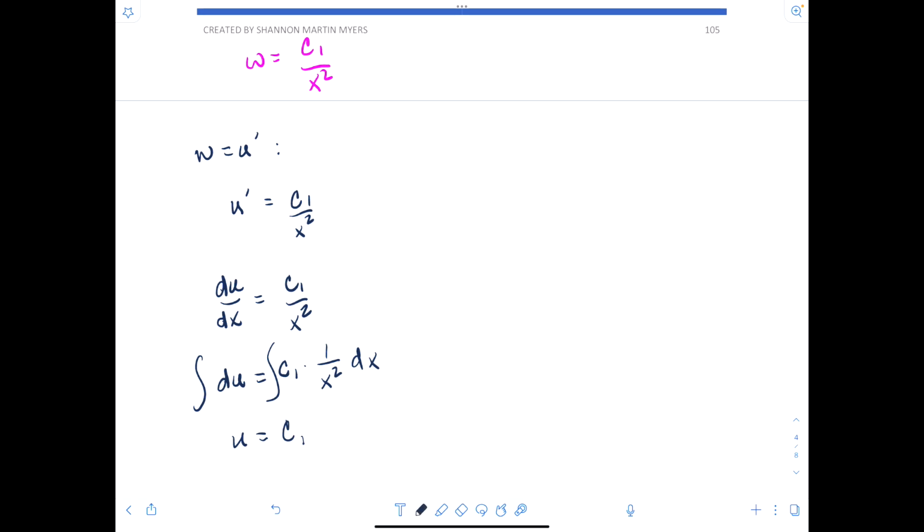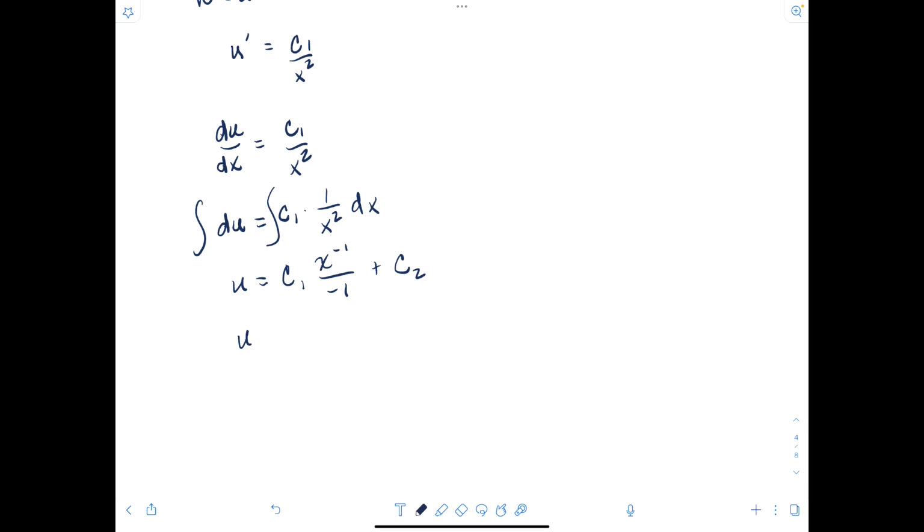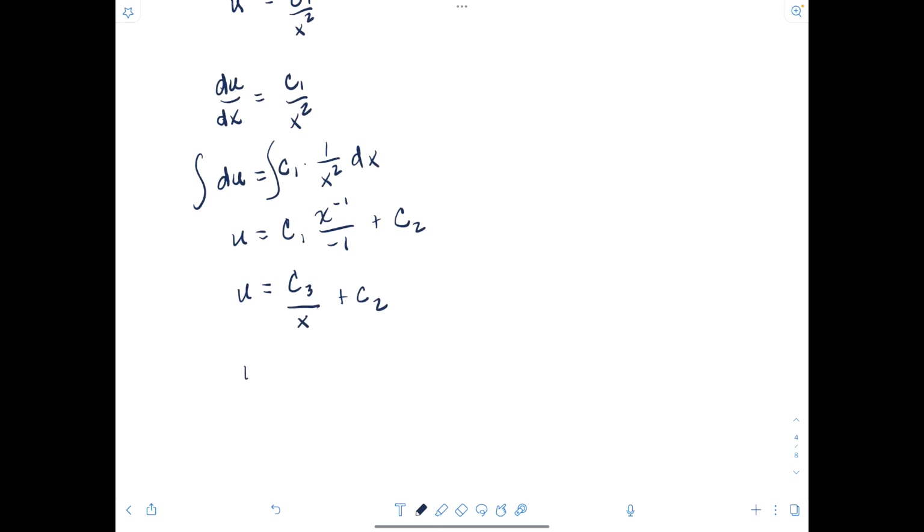x to the negative 1 over negative 1, plus our second constant here. u would equal some other constant, c3, because negative times a constant is still a constant, over x, plus some constant c2. So if I just get the constants out of the way, do you see I'll have 1 over x times that c3 plus some constant c2.